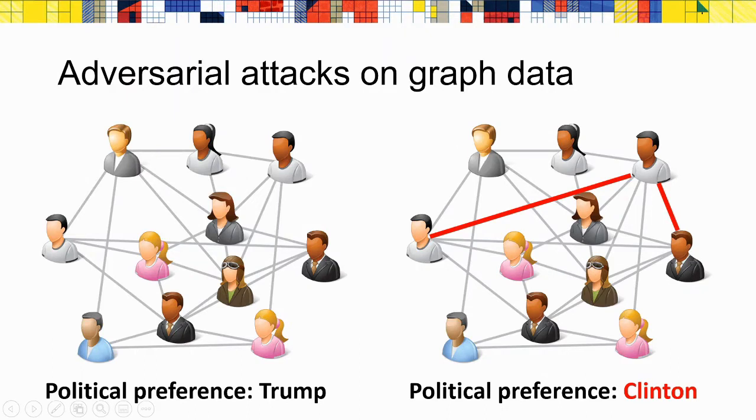Adversarial examples have been found in several types of architectures and several types of data, such as images, sound recordings, and even graph data. For example, we may be able to change the output of a graph classifier that predicts the political preference of a group of people by simply adding a couple of vertices or edges, as we can see in the image.